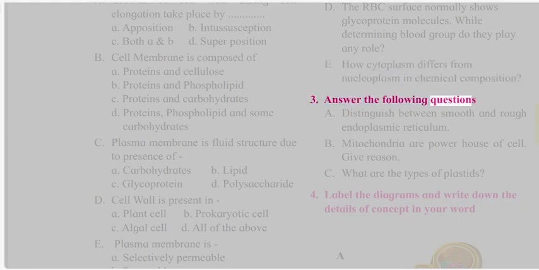3. Answer the following questions. A. Distinguish between smooth and rough endoplasmic reticulum. B. Mitochondria are powerhouse of cell. Give reason. C. What are the types of plastids? 4. Label the diagrams and write down the details of concept in your own words. A, B, C.